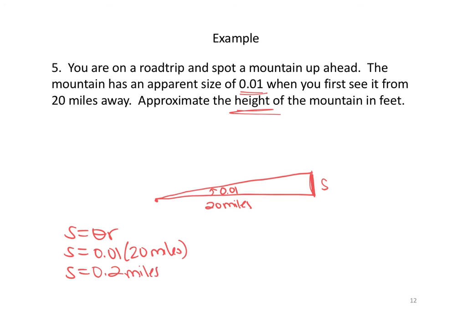And that is actually our answer, except for one thing. It asks for the answer in feet. So this is where we do our dimensional analysis. We have our 0.2 miles. We'll put it over 1. And then to get rid of miles, it'll be in the denominator. And we have 5,280 feet in 1 mile. And when we multiply, we'll get 1,056 feet high.